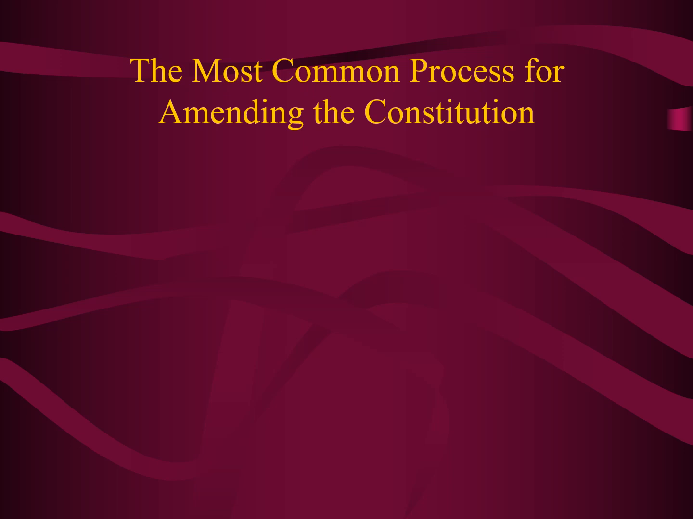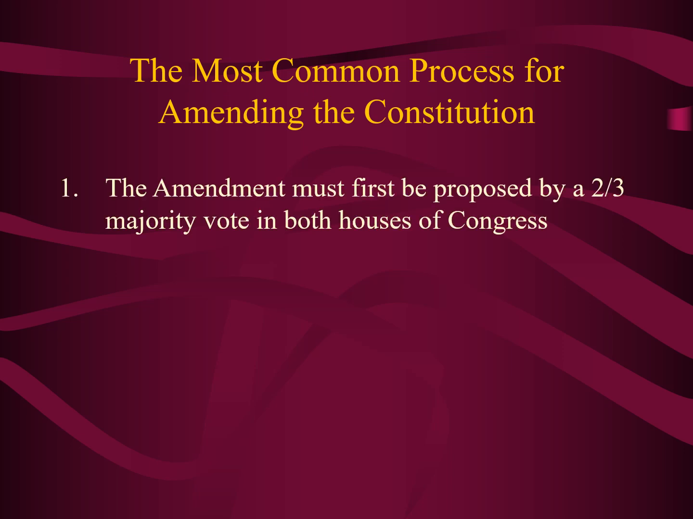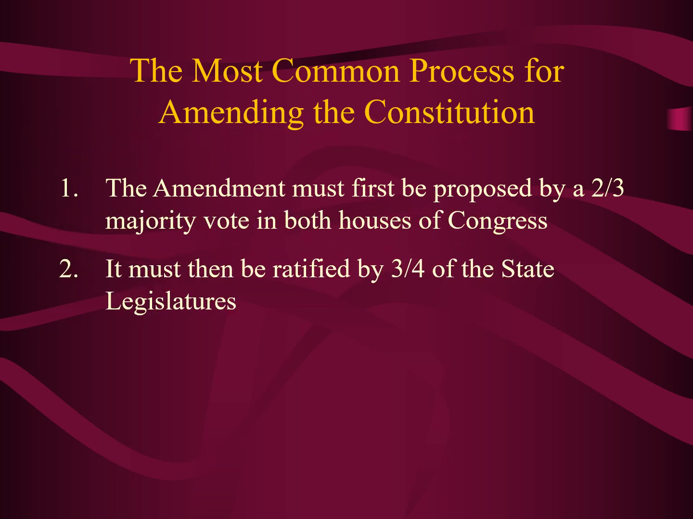There's a two-step process that's been used most often. The first step is the proposal. A two-thirds majority vote is needed in both the House and the Senate. Once it's been approved, then it's sent to each of the states. It must be ratified by 3/4 of the state legislatures to become part of the Constitution.